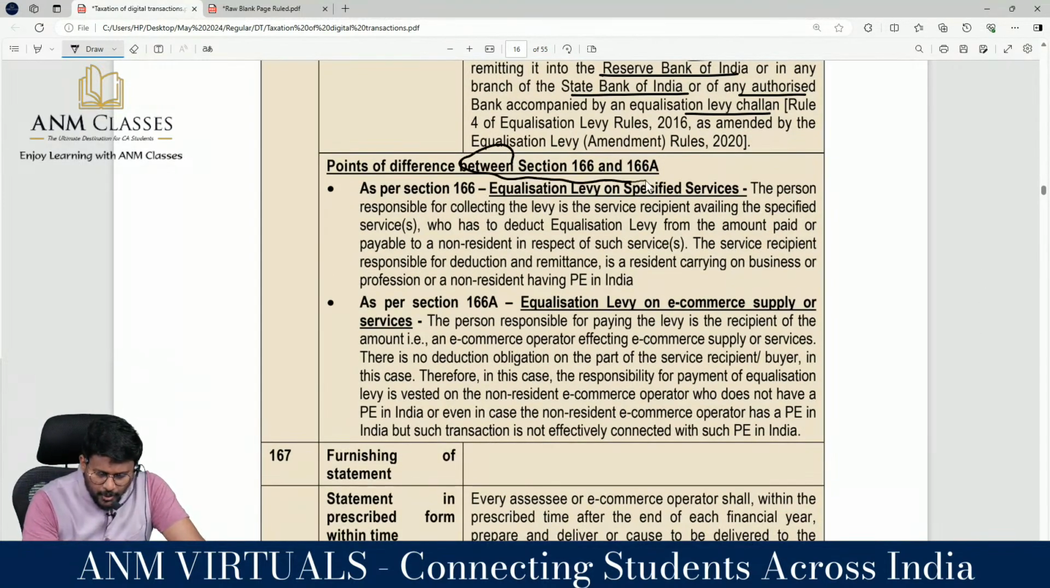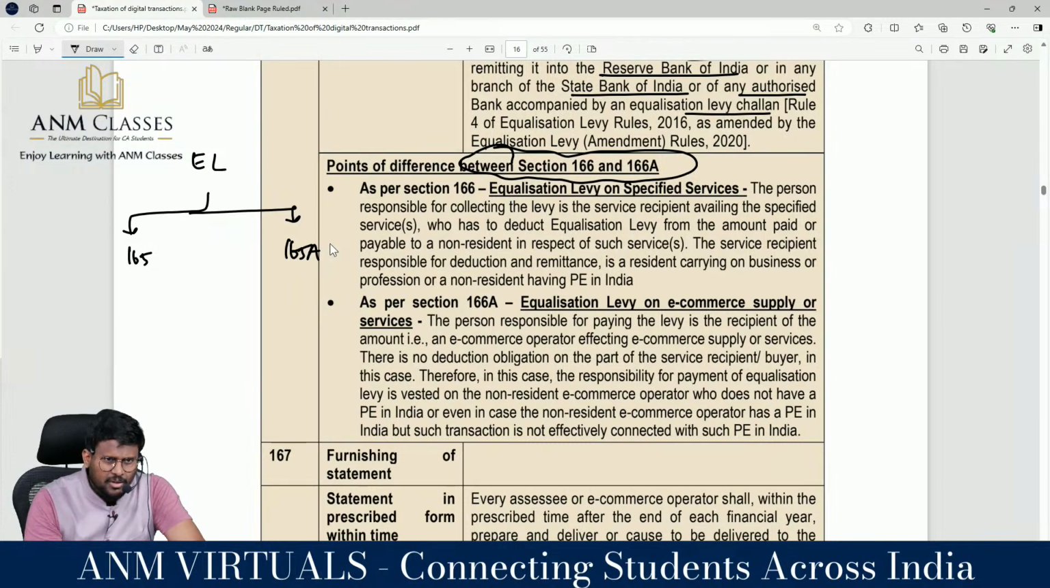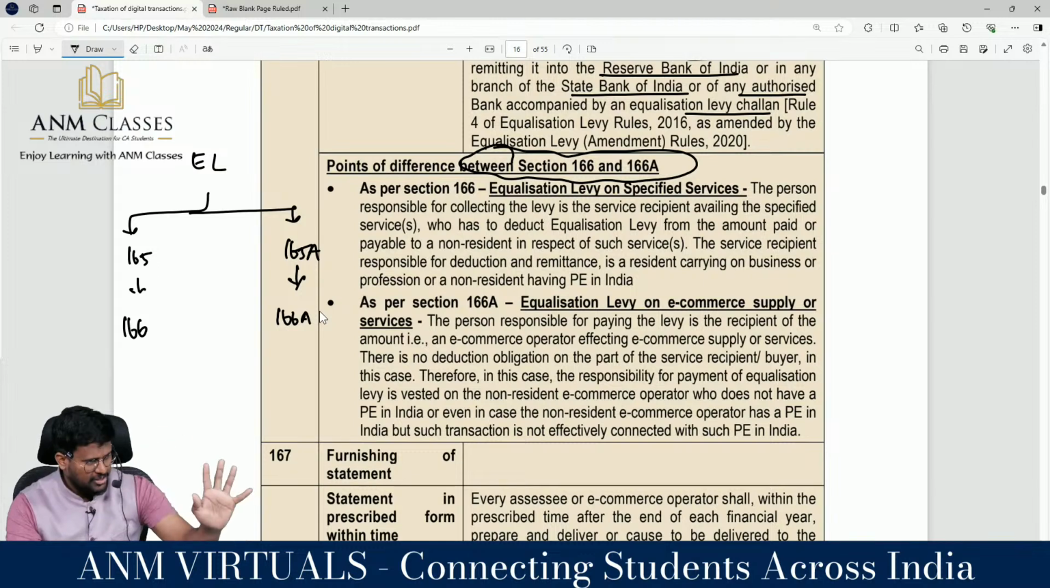Point of difference between 166 and 166A. Sir, equalization levy is classified into how many categories? 2 categories. Number 1, 165 and 165A. 165 is for specified services. 165A is for e-commerce supply of goods. 165 has its collection and recovery, and 165A has its collection and recovery, 166A. Correct? This is the difference between the two.